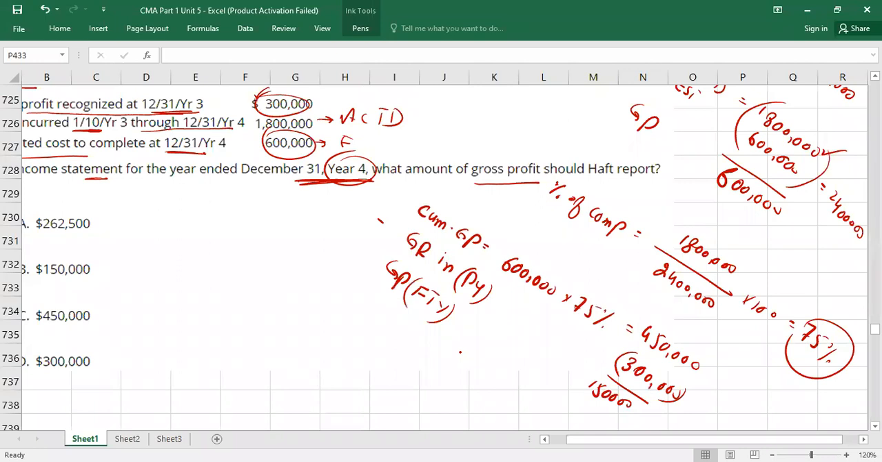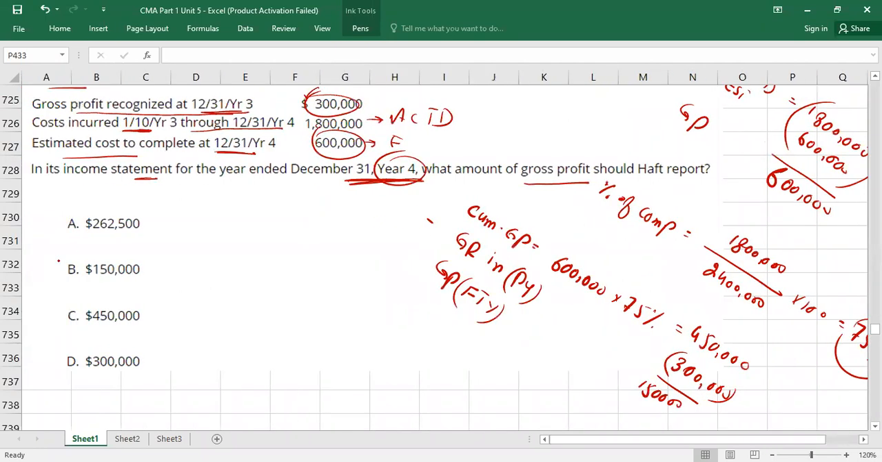Understood? So please, it requires only practice, guys. So which is correct option? B. Understood? Now, guys, I hope so. This was all about which method? Input method, cost to cost method.